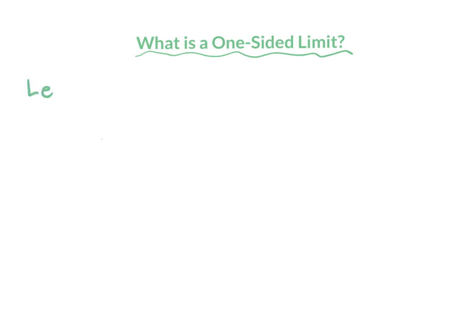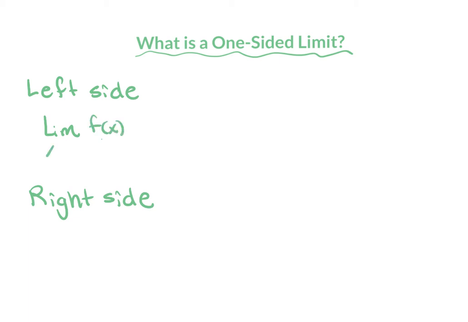So I'm going to look at left side notation versus right side notation. So left-sided limit looks like this. It's the limit of f of x as x approaches a value a from the left. So it's like this little negative sign, kind of showing it's from the left. And then from the right side, you can probably guess what it's going to look like. The limit of f of x as x approaches a value a from the right.